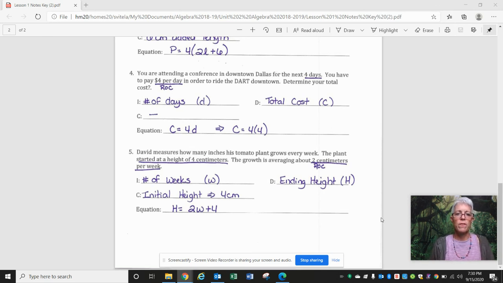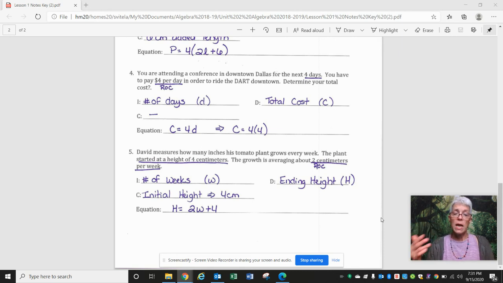Okay, let's look at number 5. Dave measures how many inches his tomato plant grows every week. The plant started at a height of 4 centimeters. So it started at 4. It might die. If it's anything like my basil that's growing right now, that since school has started, I'm basically killing, it's not going to grow anymore. It's going to stop. So that's my constant, 4.